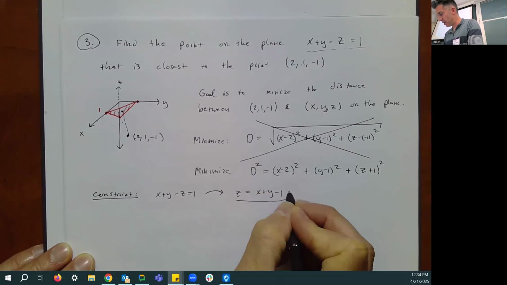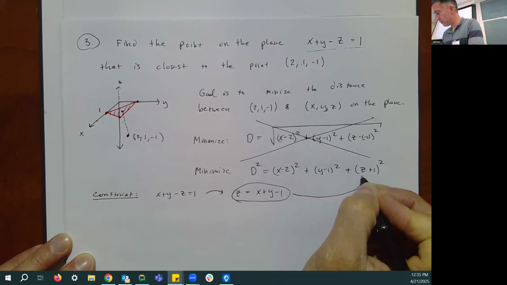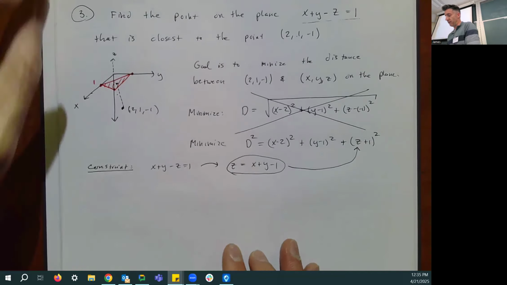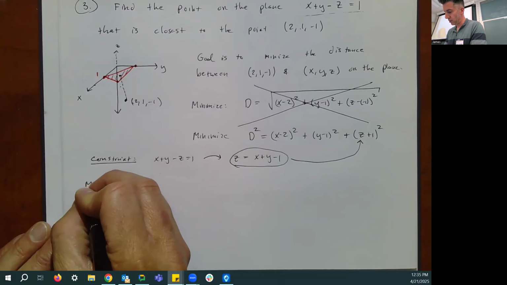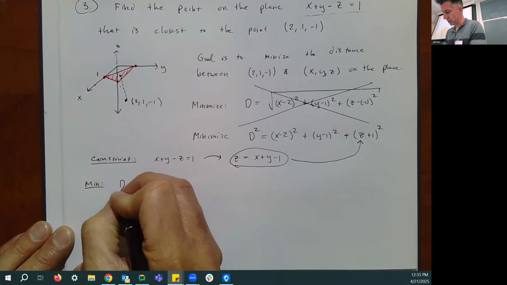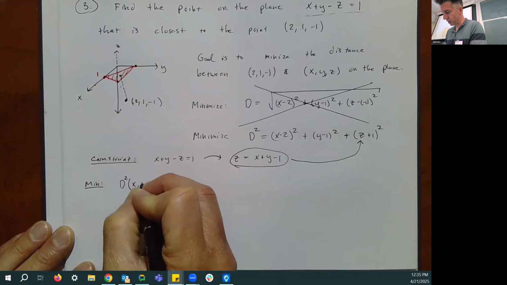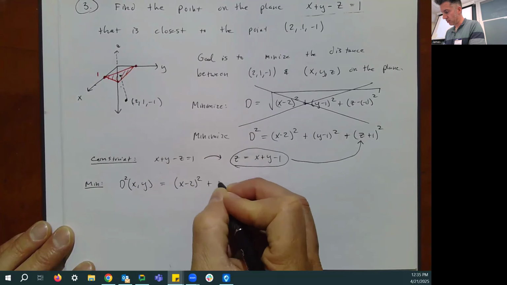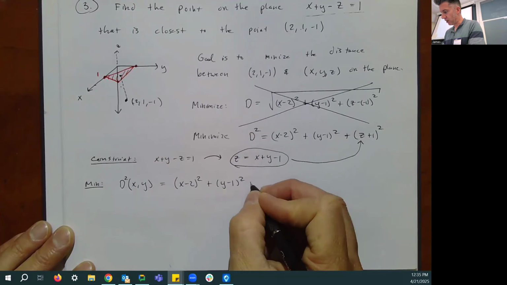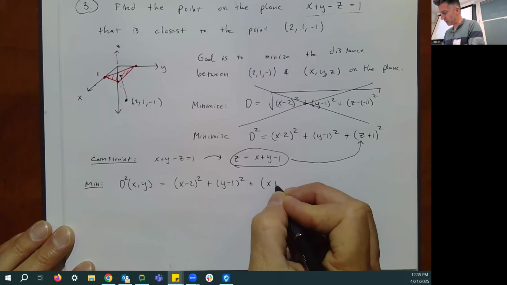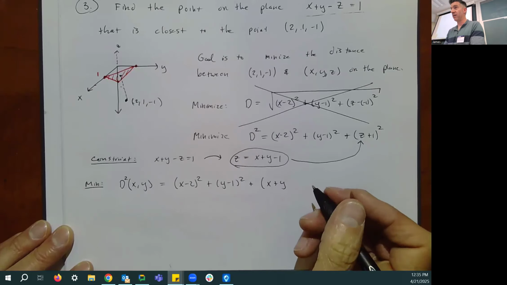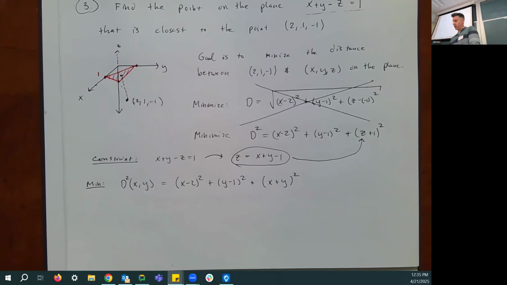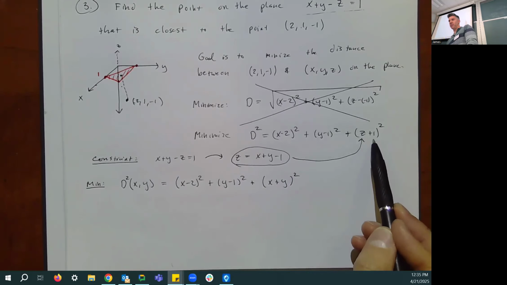We're going to take that, and we're going to substitute that in for z right there, so that we can write the thing that we're trying to minimize as a function of just two variables. So now we're trying to minimize distance squared as a function of just x and y, which is going to be (x minus 2) squared plus (y minus 1) squared plus (x plus y minus 1 plus 1) squared. I plugged in the x plus y minus 1 there, but then the minus 1 and the plus 1 add to 0.